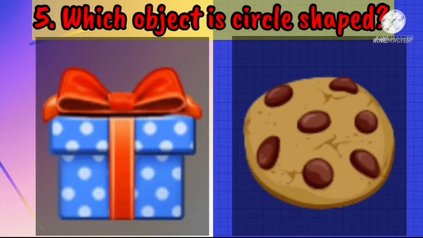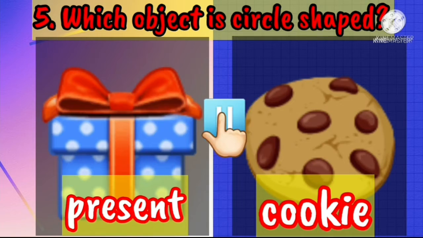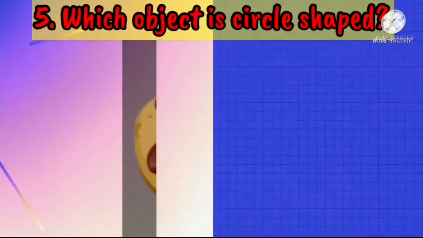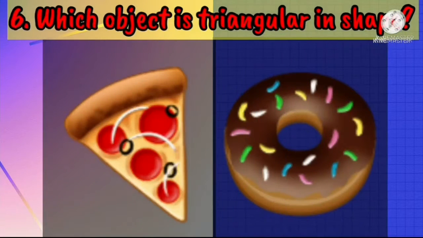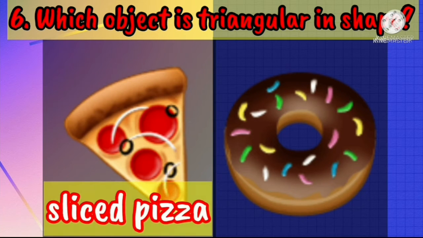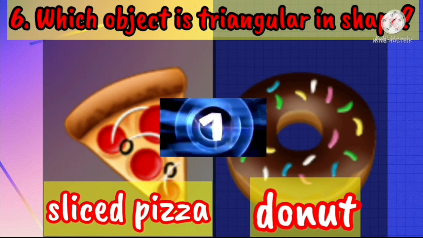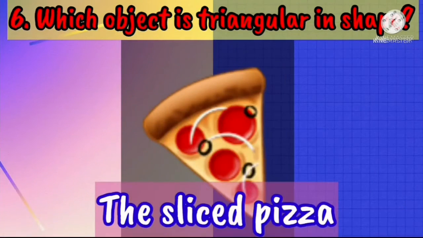Which object is circle shape? Present or cookie? The cookie. Which object is triangular in shape? Slice of pizza or donut? The slice of pizza.